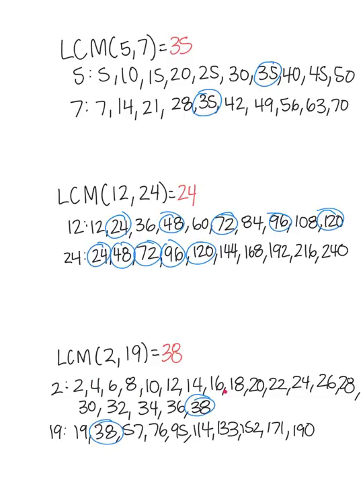So after doing 10 multiples of 2, I noticed that there were no common multiples in the first 10 multiples of 19. So I kept going with the 2's until I found one that was the same as what I see over here in the multiples of 19. So in this case, the least common multiple of 2 and 19 is 38.